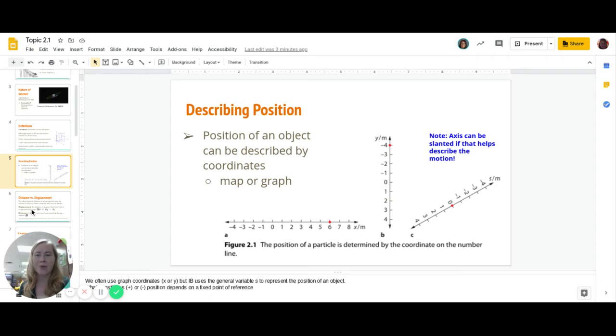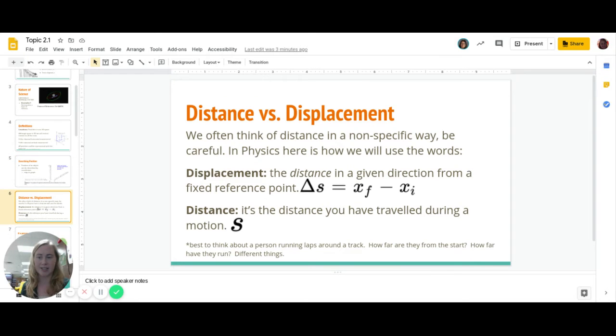So after that, when we talk about distance in physics, we have to be more specific than we are in English. And so there are 2 words. Displacement is the distance in a given direction from that fixed reference point that we talked about in our axis. This is what we'll use typically, and it's represented by a delta S or a triangle S. It's a Greek letter. And it's always found by taking your final location. So say you're talking about X positions, X final or XF, and subtracting where you started. So minus XI or X initial.